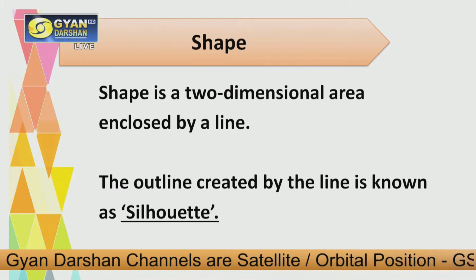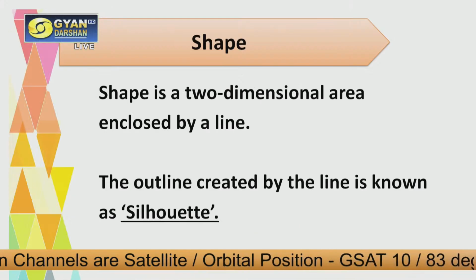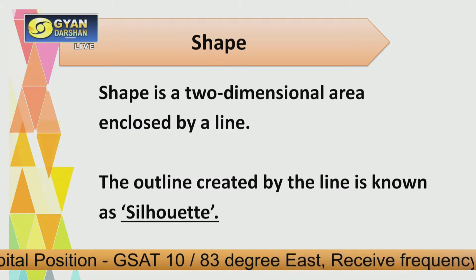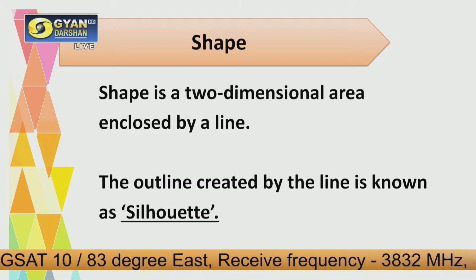The first one is shape. As the name itself suggests, shape is a two-dimensional area enclosed by a line, and the outline created by the line is known as silhouette.